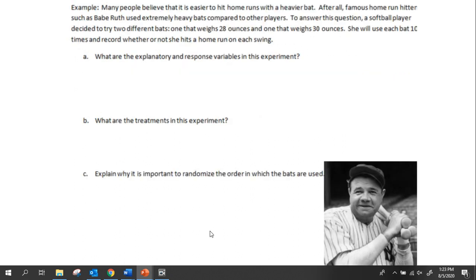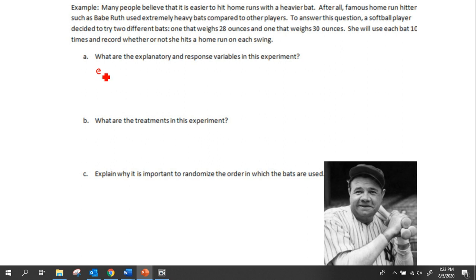Many people believe that it is easier to hit home runs with a heavier bat. After all, famous home run hitters such as Babe Ruth used extremely heavy bats compared to other players. To answer this question, a softball player decided to try two different bats, one that weighs 28 ounces and one that weighs 30 ounces. She will use each bat 10 times and record whether or not she hits a home run on each swing. So A says, what are the explanatory and response variables?